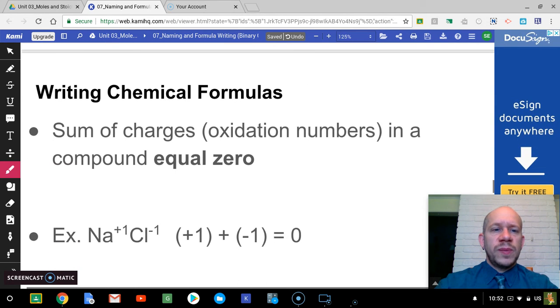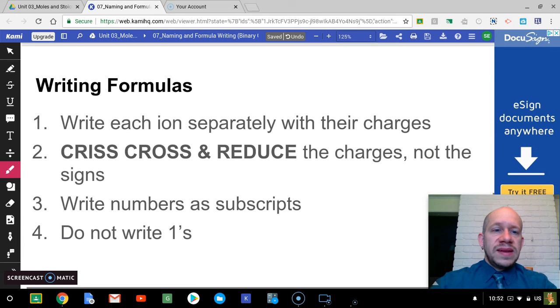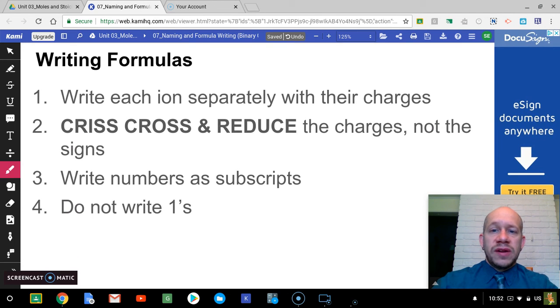Okay, writing chemical formulas. The sum of the charges or the oxidation numbers in a compound is always equal to 0. So for example, sodium has an oxidation state of +1. Chlorine has an oxidation state of -1. So a +1 plus a -1 is going to equal 0. So writing formulas, we're going to write each ion separately with their charges, first thing. Then we're going to do second, our crisscross and reduce rule. So we're going to crisscross the charges, not the signs. Write those numbers as subscripts and do not write the ones. So these are your rules for writing formulas.